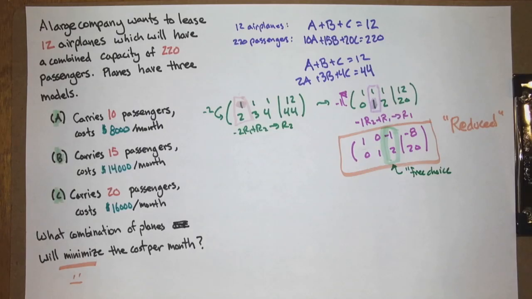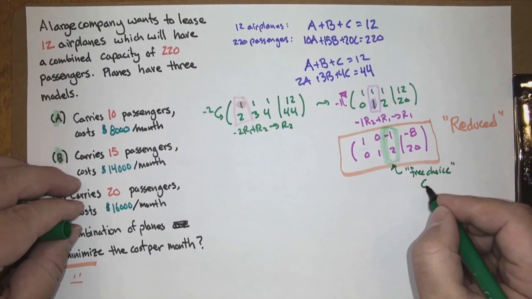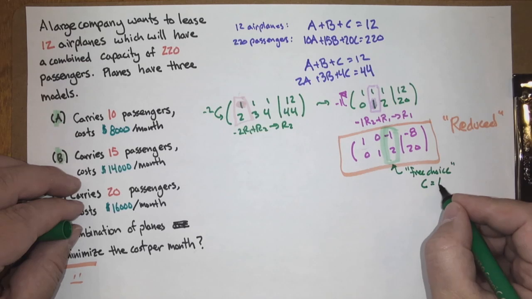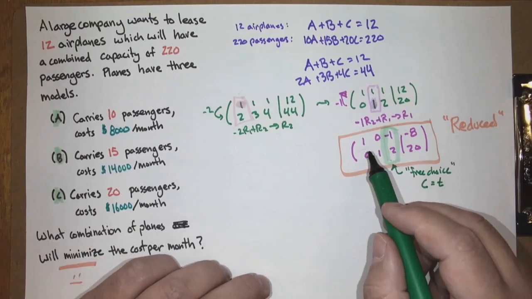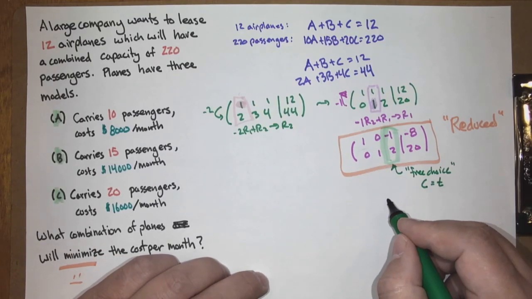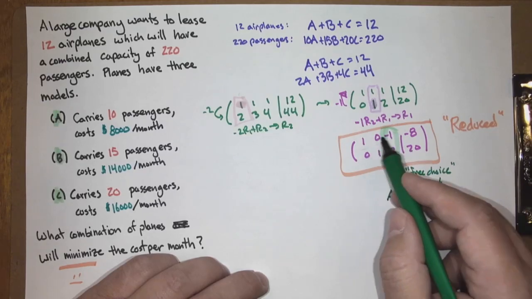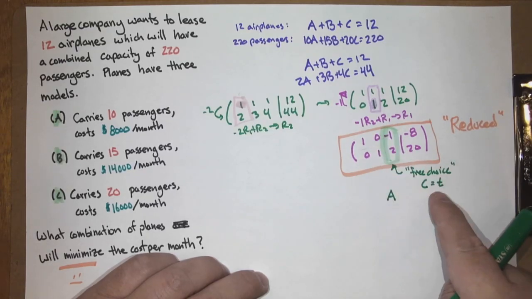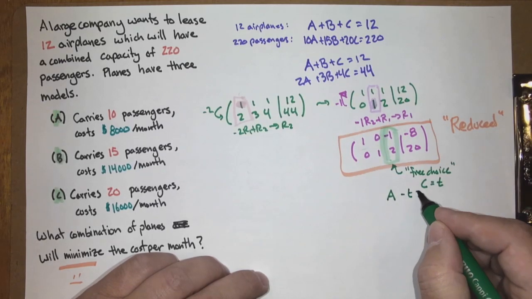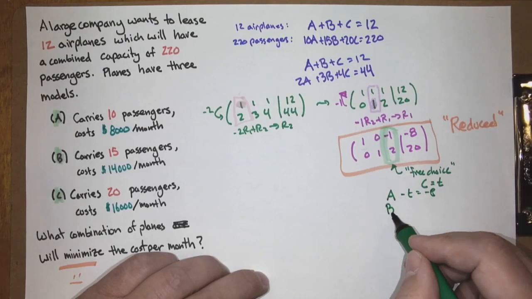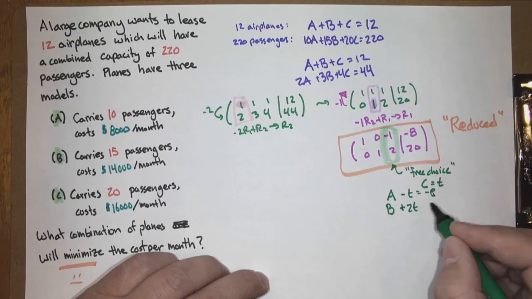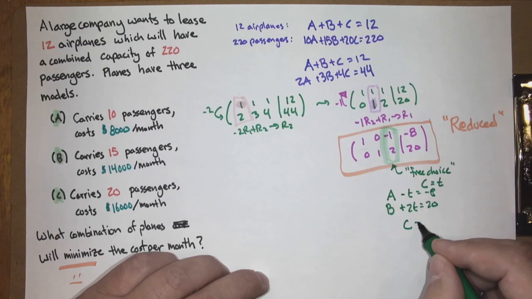So, the free choice is attached to C. So we're going to give it a name. I'm going to call it T for a moment here. So C, I'm temporarily calling T. Let's read off our equations. The first equation says A minus C, but I've given it a temporary name, minus T, is -8. The second equation says B plus 2T equals 20. And, of course, we also said C equals T.